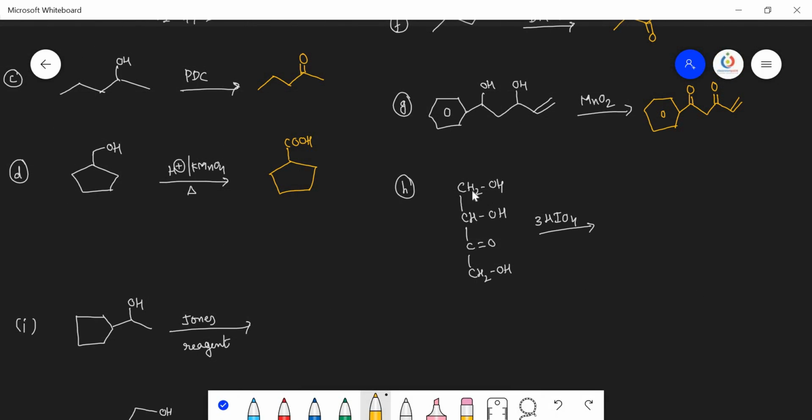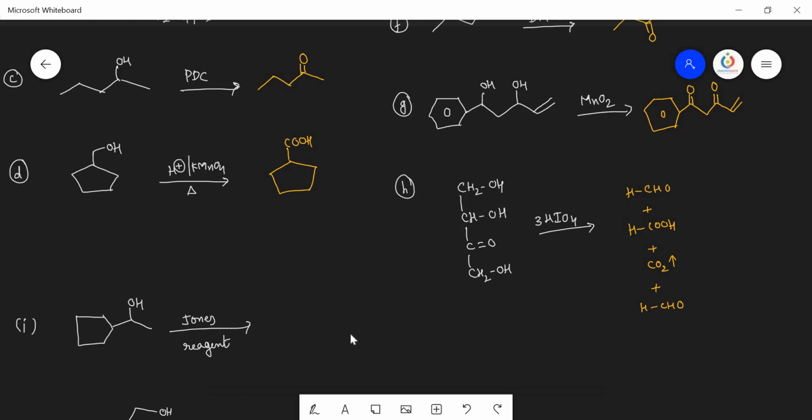And here in 3, this shall be converted to the aldehyde, plus this shall be converted to the carboxylic acid, plus this shall be converted to the carbon dioxide, plus this shall be converted again to the aldehyde. Just now we discussed.